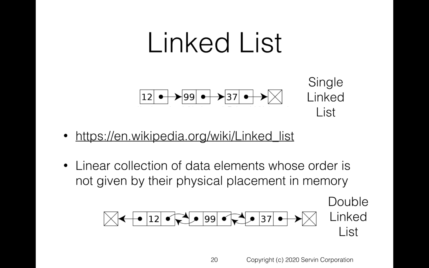Up at the top is the single linked list. So you can see the data always has a pointer to it that's pointing somewhere else or a reference to somewhere else. And so we see 12 is a reference to 99, is a reference to 37. The nice thing about the linked list is you can remove items from the linked list and simply change those links, and you don't have to physically move things around.